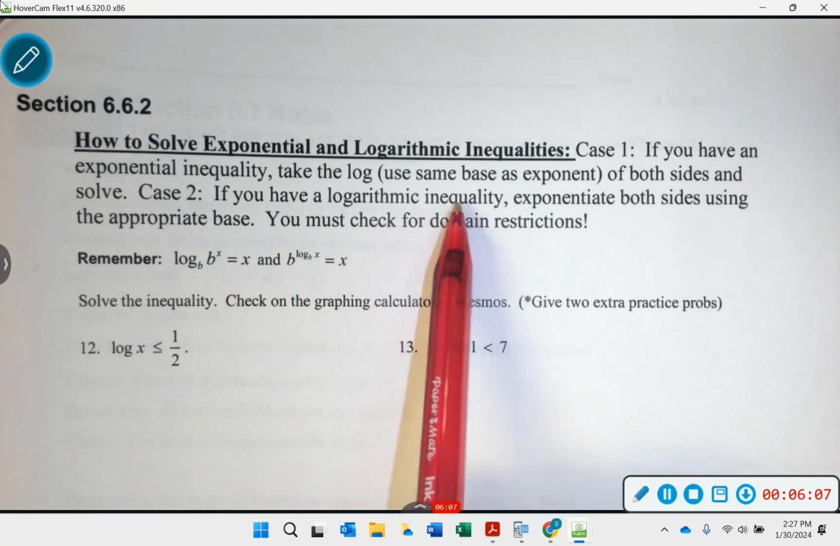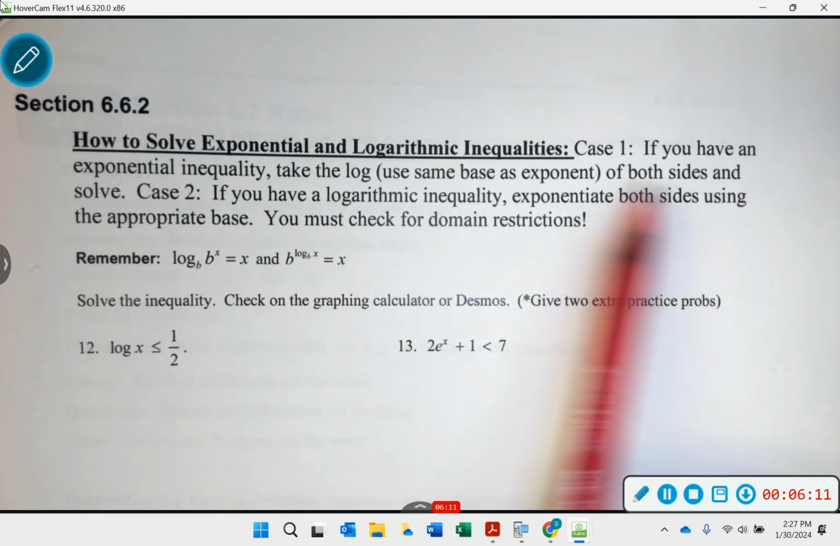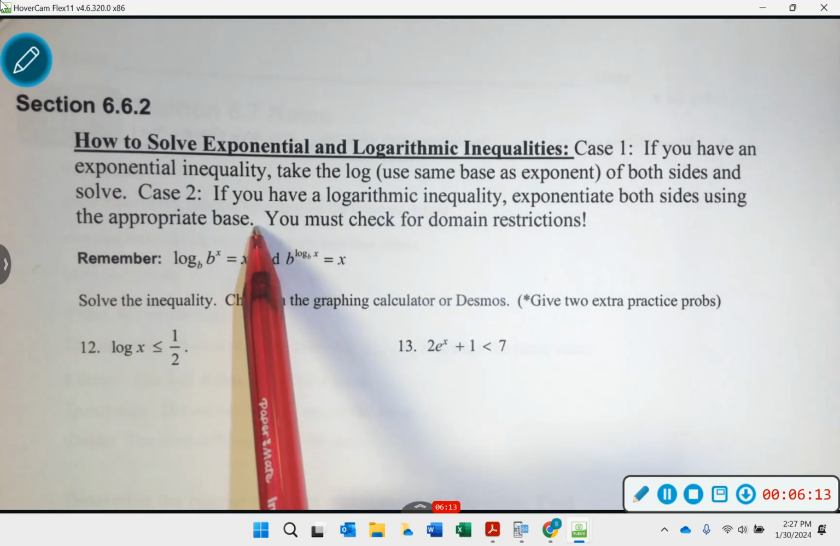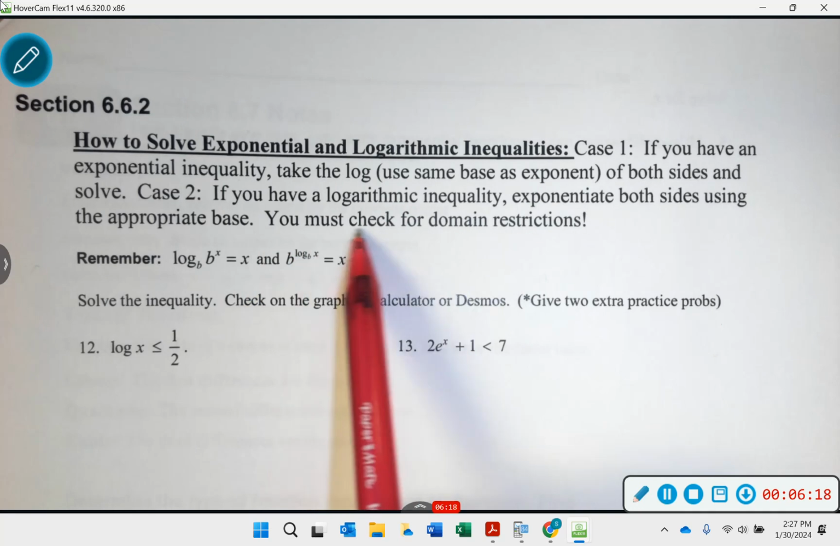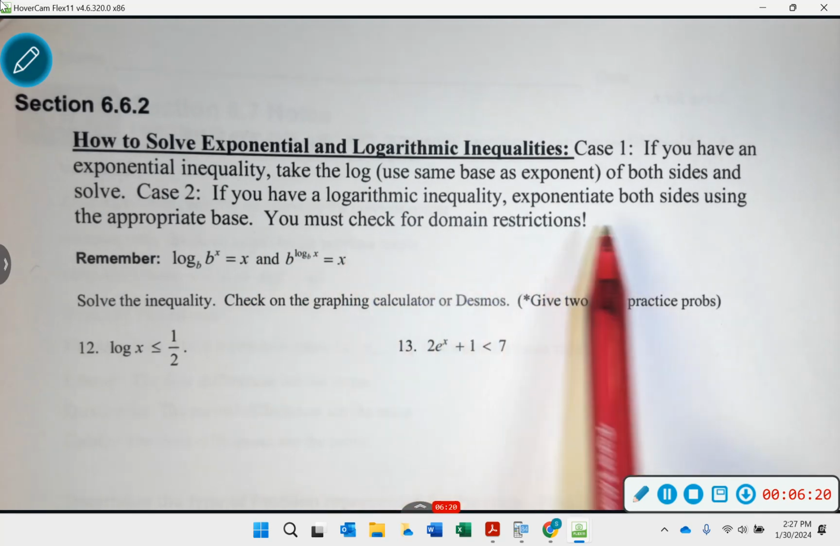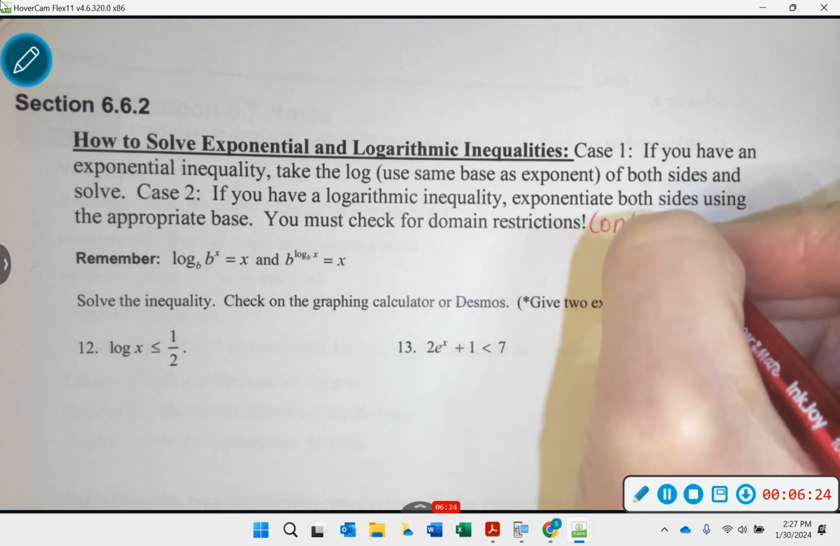If you have a logarithmic inequality to start with, exponentiate both sides using the appropriate base, meaning the same base as what the log is. You must check for domain restrictions, but you only have to do this on logs.